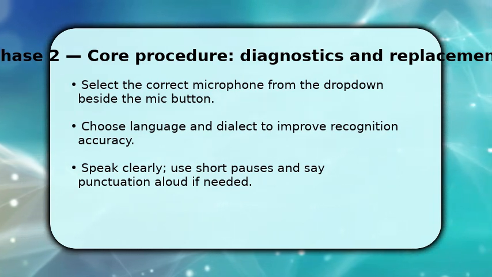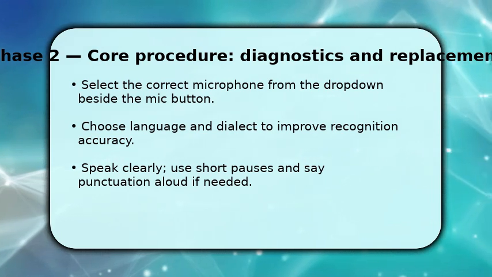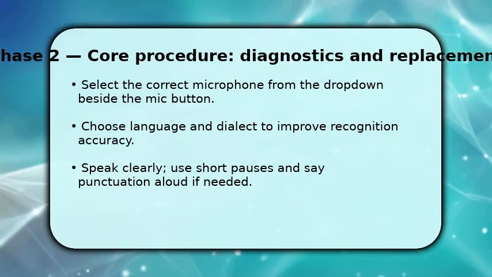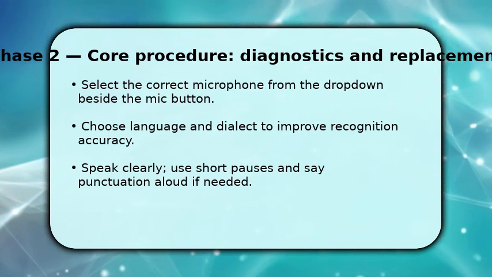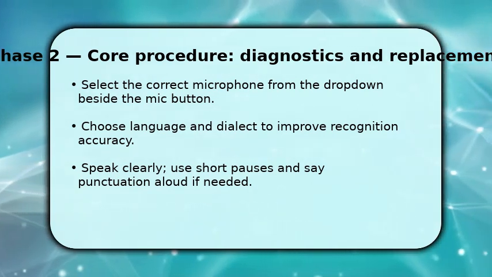Speak in natural phrases, pause briefly between sentences, and say punctuation like comma or period when you need explicit punctuation. Doing this reduces errors and speeds up editing later, which saves time when you review the transcript.